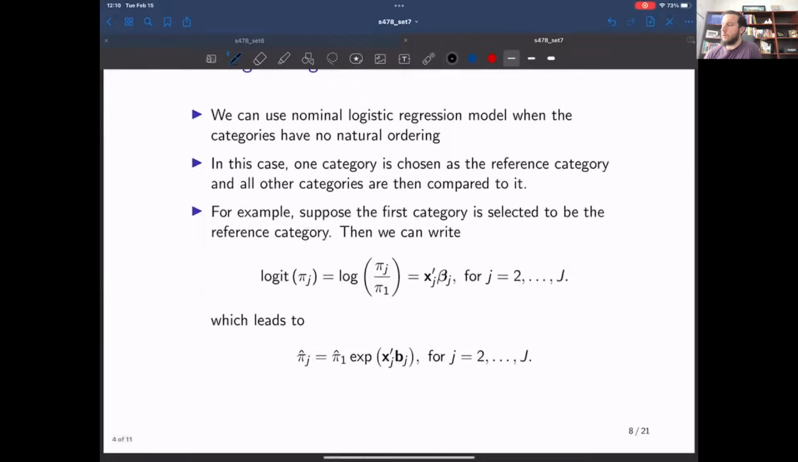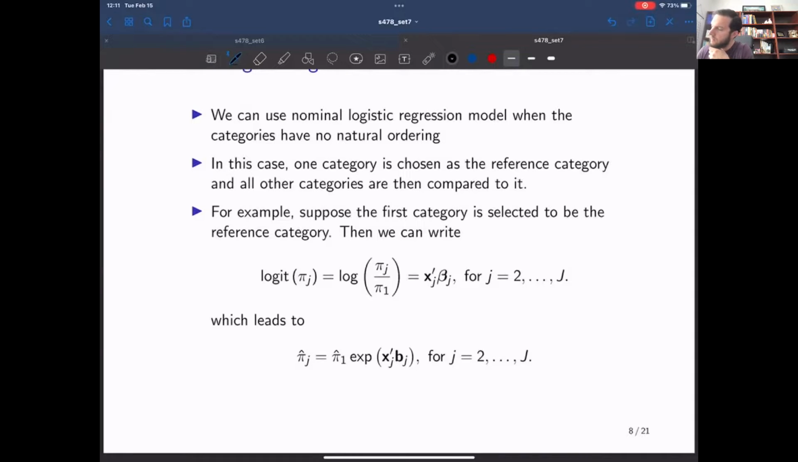Okay, so again, we're going to use the nominal logistic model when the categories of the response have no natural ordering. We're going to choose one of the categories as a reference category. In R, depending on the data set, this is going to be done automatically. So if you just load the data in without any other specifications, it'll automatically choose the reference level for you. I'll show you tomorrow how you can set those reference levels.